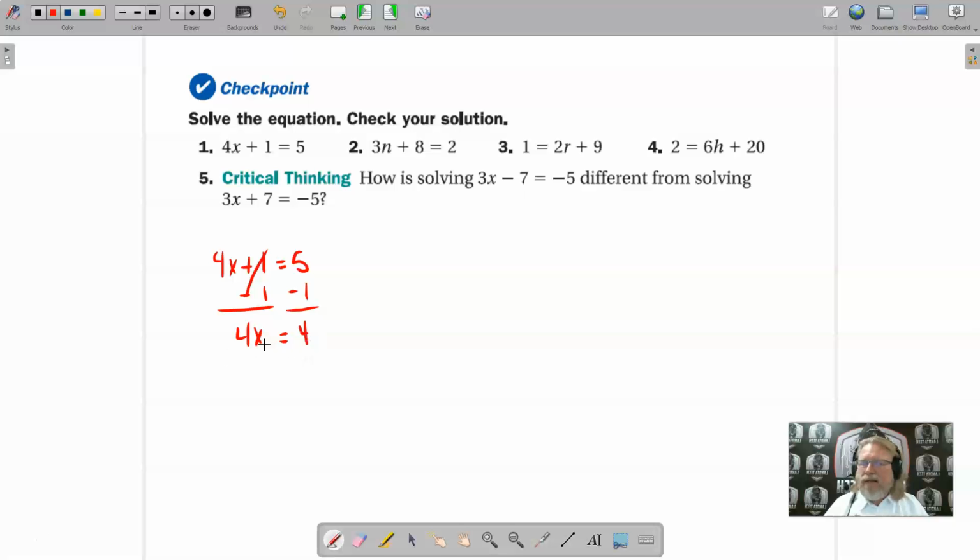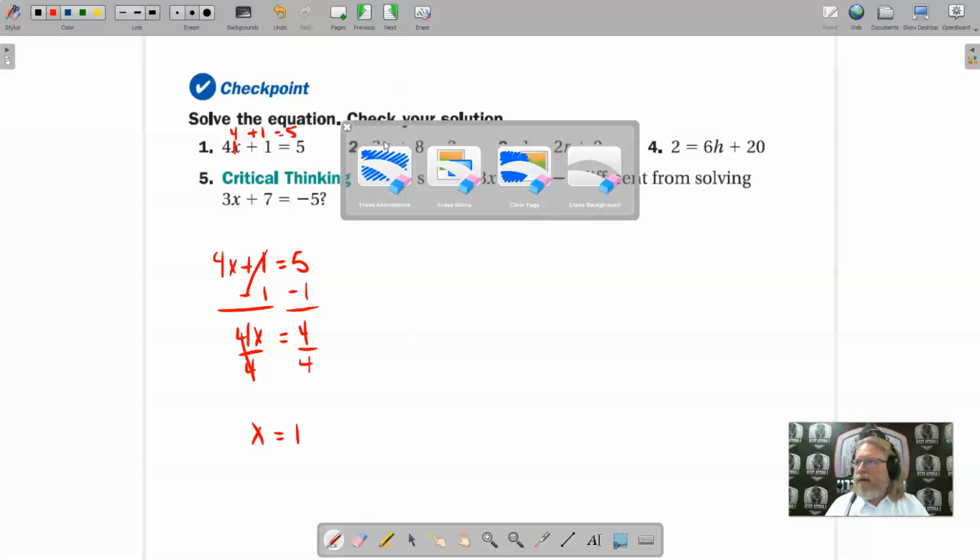Now the 4 is tied to the x through multiplication. The opposite operation is division, which is a fraction, and we're going to divide by the very number we wish to get rid of, which is 4. What we do to one side, we do to the other. Now the 4s will cancel each other, leaving us with just x, and 4 divided by 4 equals 1. We could plug that back in and say 4 times 1 is 4, plus 1 equals 5, so we know that our solution is correct.